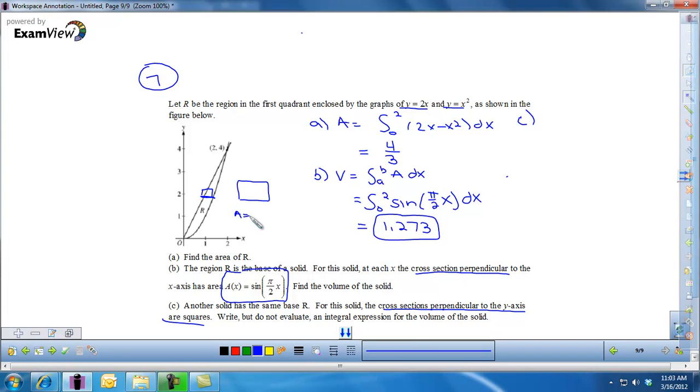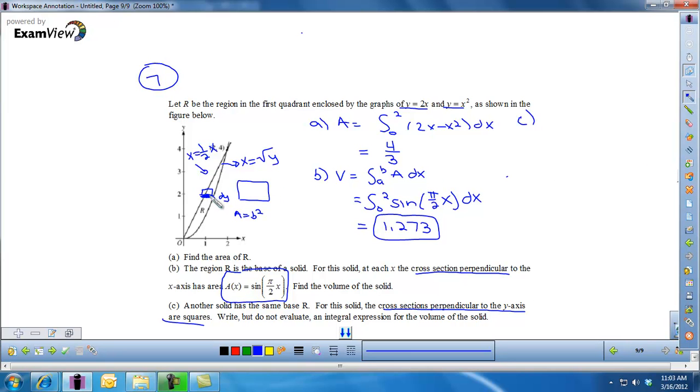So the area is basically the base squared. So I need to find this length. Since it's going this way, we're going to have dy. That's a small change in the height, dy. So everything has to be in terms of y. So instead of this being y equals 2x, it's going to be x equals 1/2 y. And instead of the graph being x squared, it's going to be x equals the square root of y.